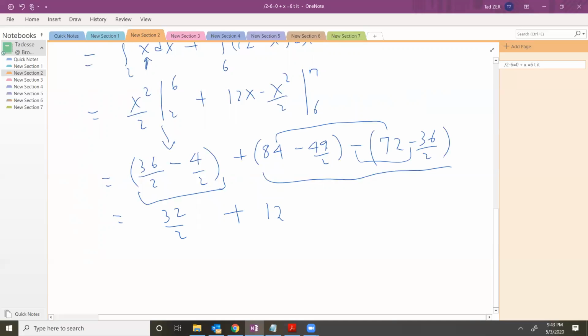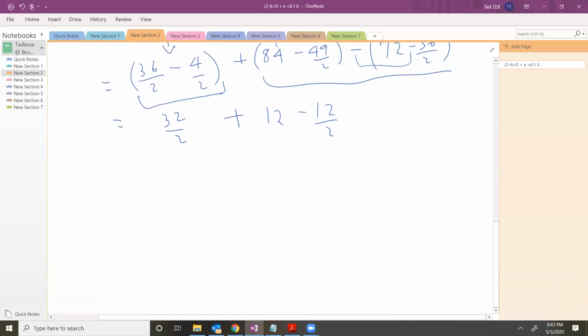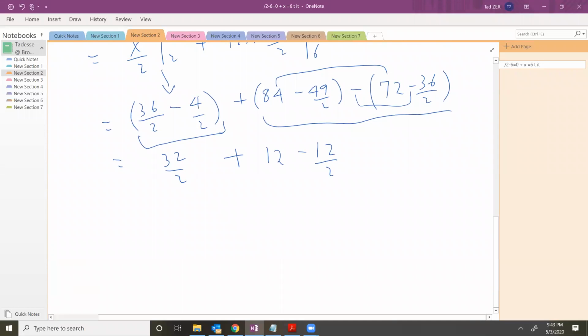So minus 49 plus 36, it will be what? I do have 12 over 2, right? No, that is 9, I believe, right? Okay, there's a 9. Yep, 12, yep. So this is 16 plus 12 minus 6. So the answer will be 16 plus 12 is, no, 12 minus 6 is 6.